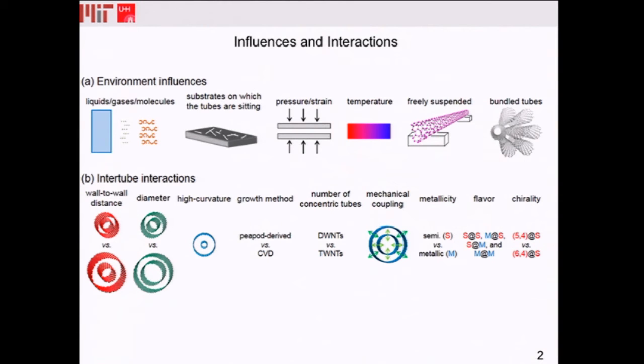Then we will see that the growth method is very important for the intertube interactions. It's a difference between the peapod growth method and the CVD growth method, where on the one side you have the host tube and then you produce the inner tube later, and with the CVD method you directly grow two tubes at the same time. Another impact on the interaction is, of course, the number of concentric walls in a system. Also, there is a mechanical coupling between the RBM modes for certain double-wall or triple-wall carbon tubes. We will talk about metallicity dependent and chirality dependent interactions, and also the flavors. They are also very important for interactions.